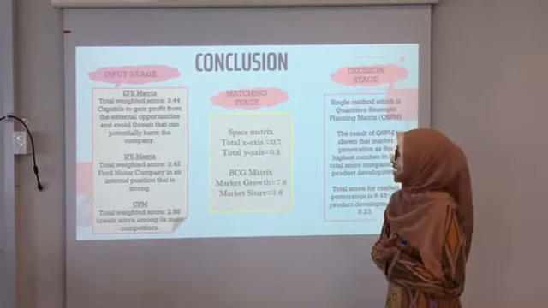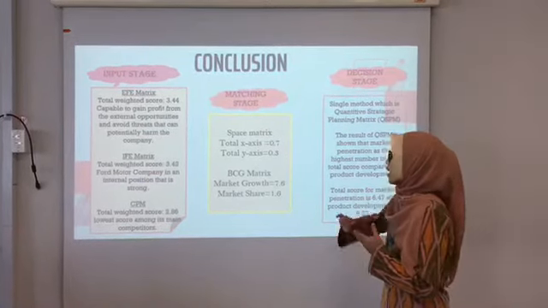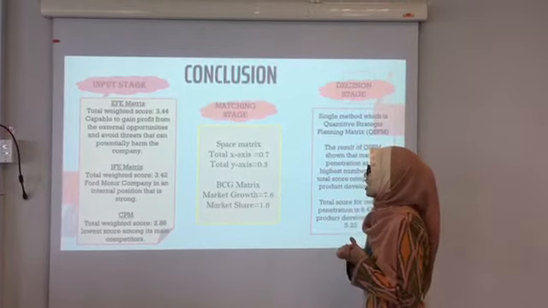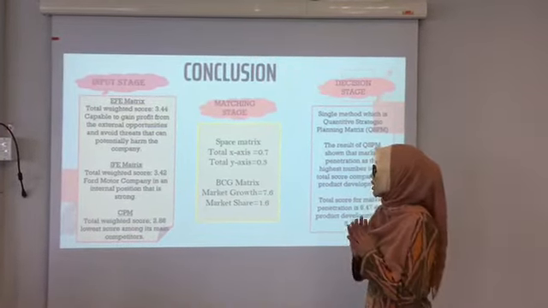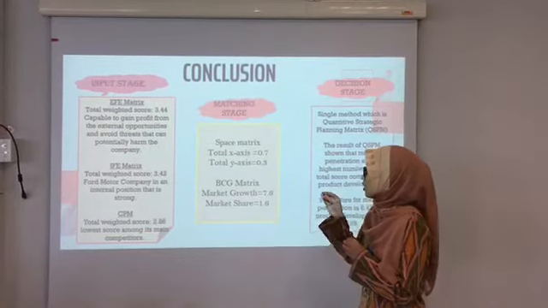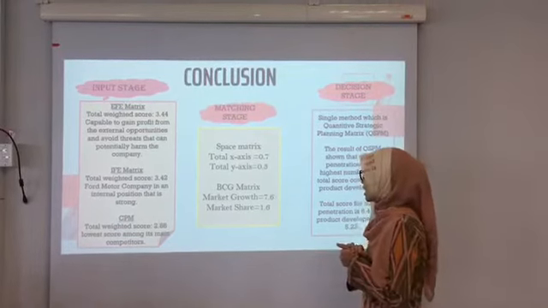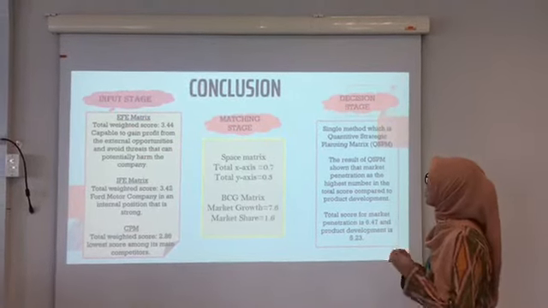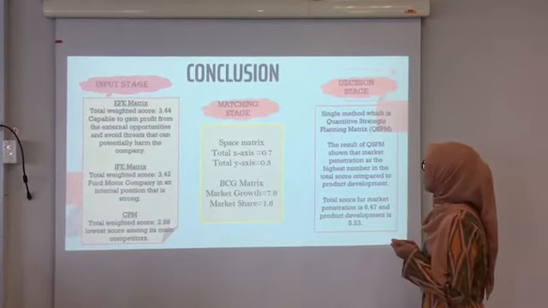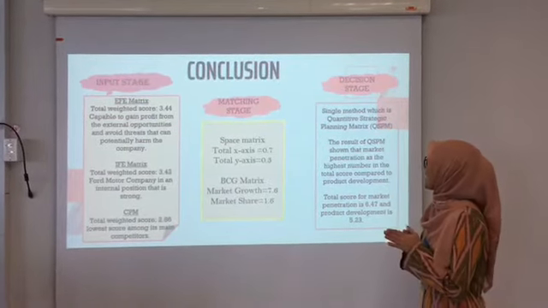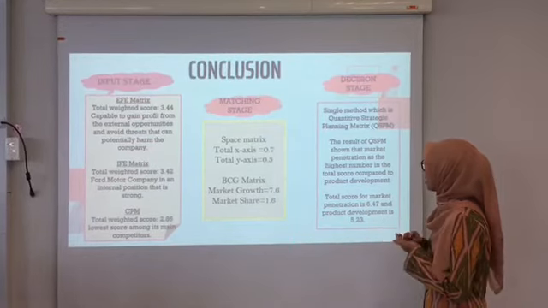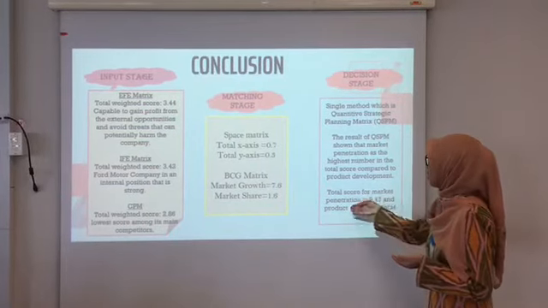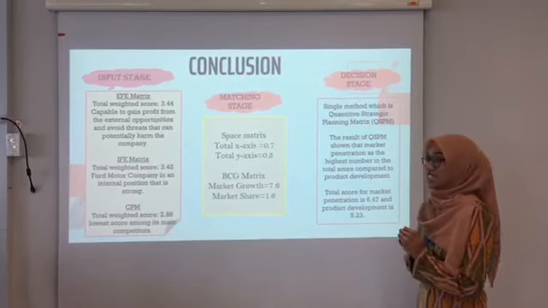Second is the matching stage. There are five matrices, but I just put two, which are the SPACE matrix and the BCG matrix. For the SPACE matrix, the total for the x-axis is 0.7 and the total for the y-axis is 0.3. For the BCG matrix, market growth is 7.6 and market share is 1.6. For the decision stage, there is a single method, the Quantitative Strategic Planning Matrix, QSPM. The result showed that market penetration has the highest total score compared to product development: 6.47 versus 5.23.